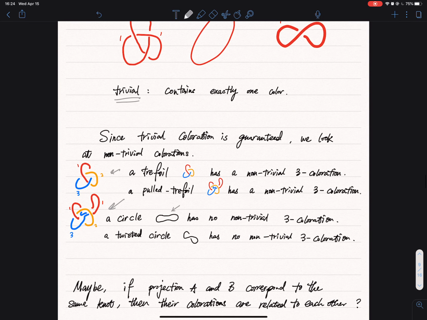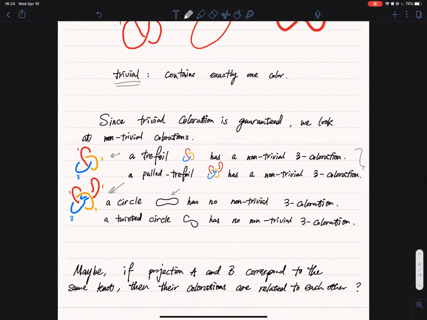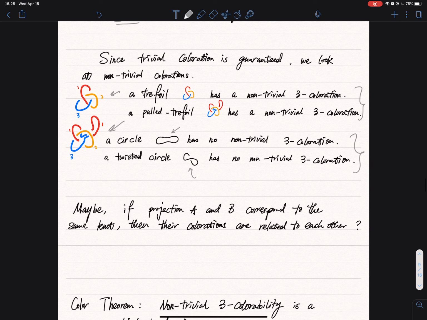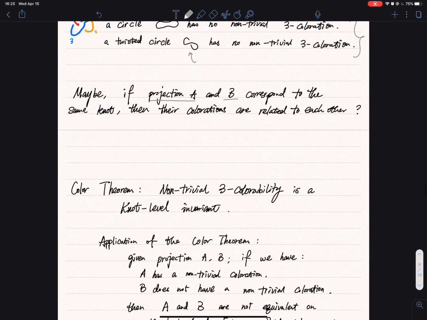So we now start to see, hey, maybe these two are connected somehow. Their triviality in 3 coloration has something in common with their knot correspondence. In this one, it's still the case. You can never color this non-trivially. So we start to have the suspicion that maybe the projections are actually tied with their non-triviality of 3 colorations, and that turns out to be exactly true.